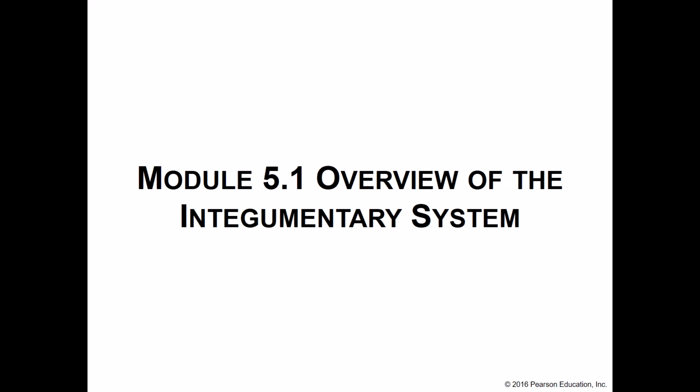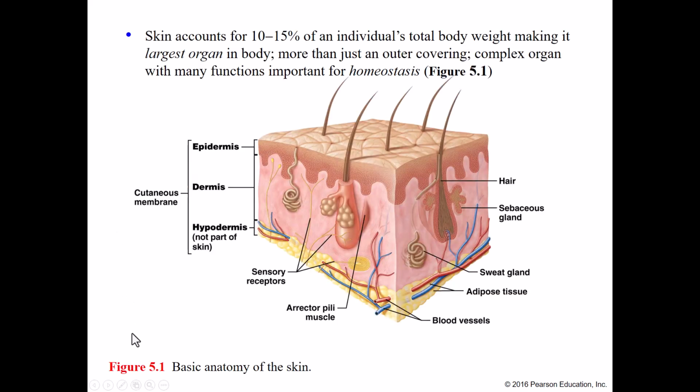Welcome to an overview of the integumentary system. So let's get started by orienting ourselves with the anatomy of the skin. Our skin is actually our largest organ in the body. It accounts for about 10 to 15% of the total body weight, and it is a complex organ with many functions important for homeostasis.